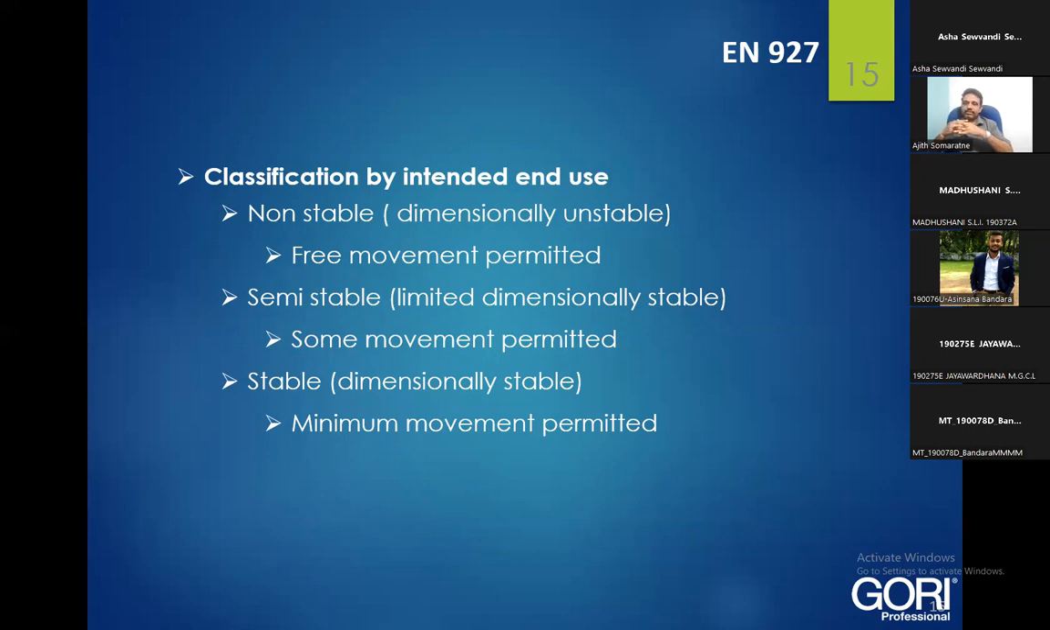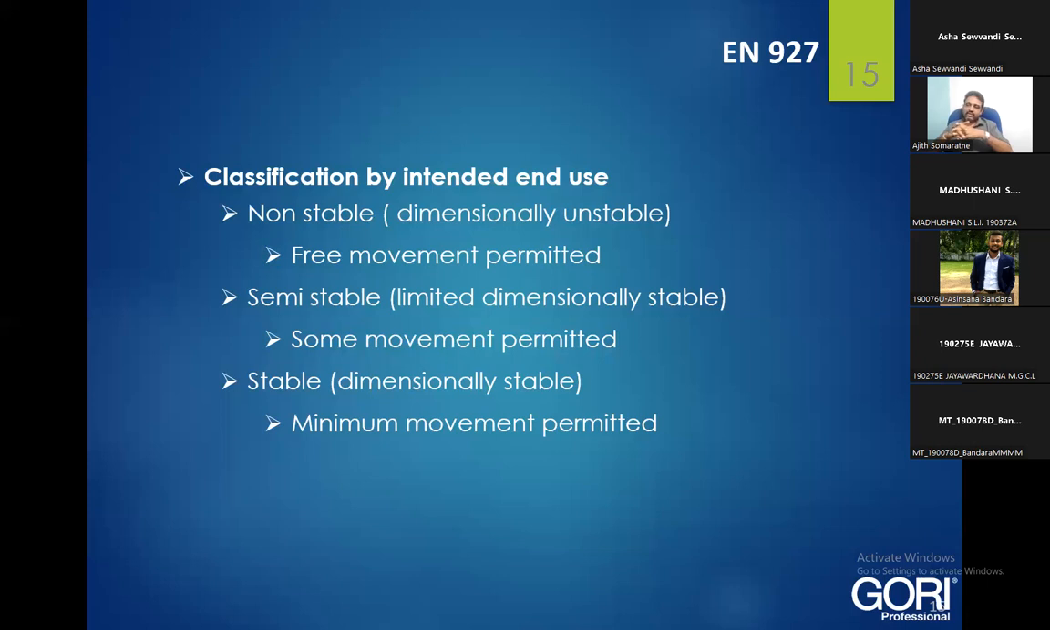First one is non-stable, then semi-stable, and the last one is stable. I'll start from stable because it's easy to explain. Stable means, earlier I told you that if we take a door, right, we cannot allow any movement, right? Any movement means any expansion or shrinkage, right? If it expands, we cannot close it. If it shrinks, there may be a gap, right? So a door is an application where we need the exact dimensions always. Due to any concern, maybe due to temperature, maybe due to humidity or rain, water, we cannot allow any changes. These kinds of applications we call stable. In general, we call them dimensionally stable applications, right? In the code, it says minimum movement permitted, meaning sometimes minimum is very minimum, right?